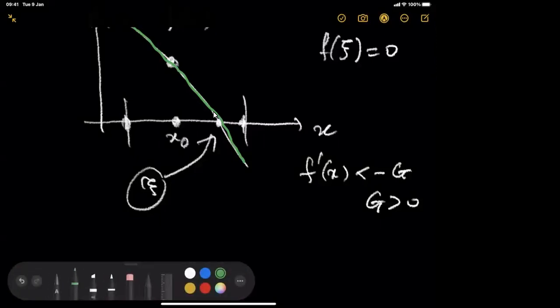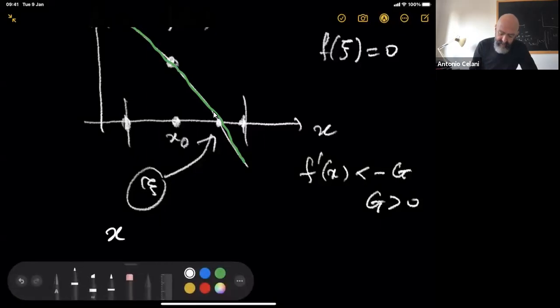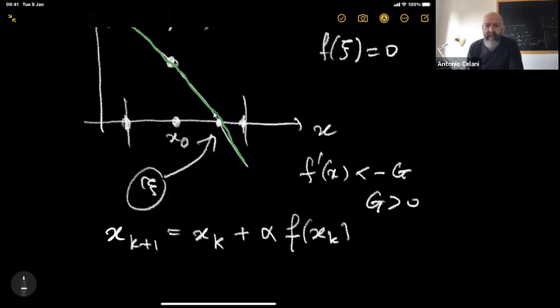Your next guess for the point x, at say step k plus 1, is the point x at step k plus some parameter alpha, which we're going to fix in a second, or discuss at least, times the value of the function at that point that you sampled. Okay, so you see how the game works.